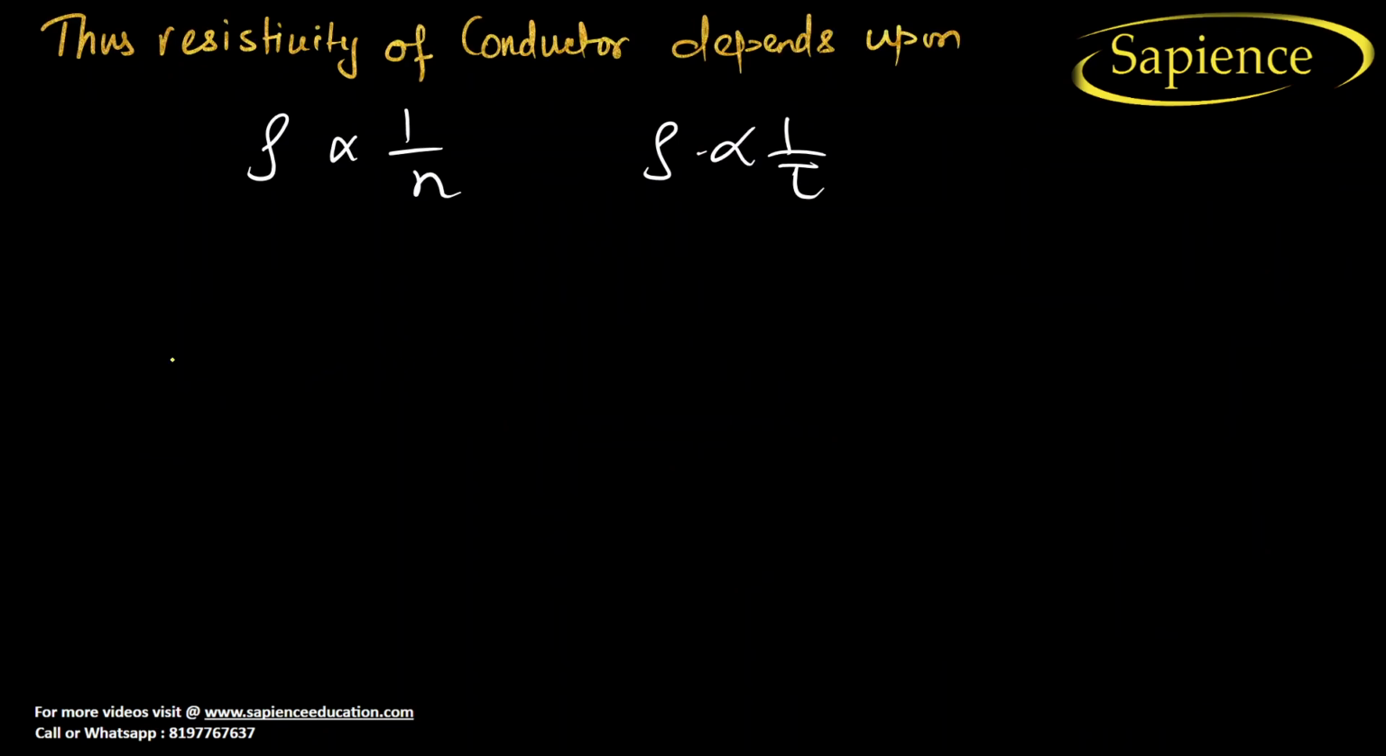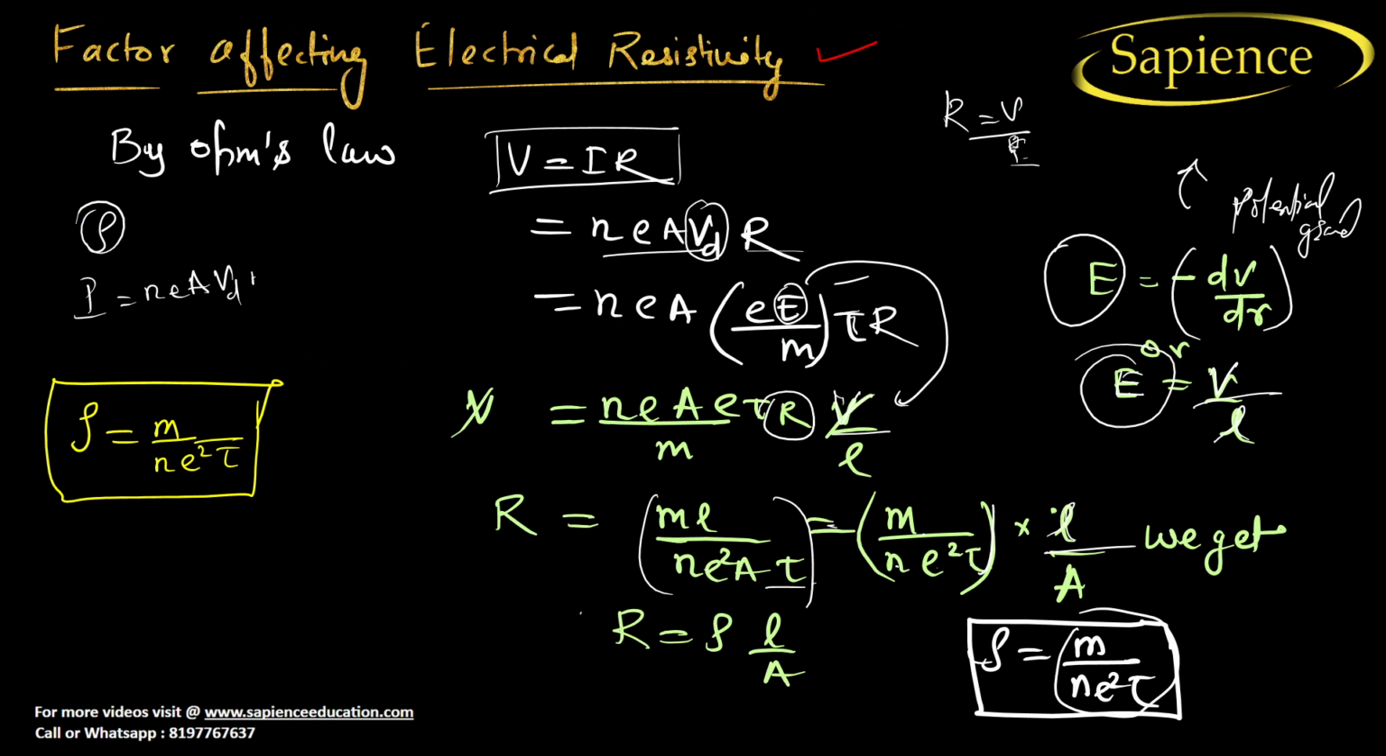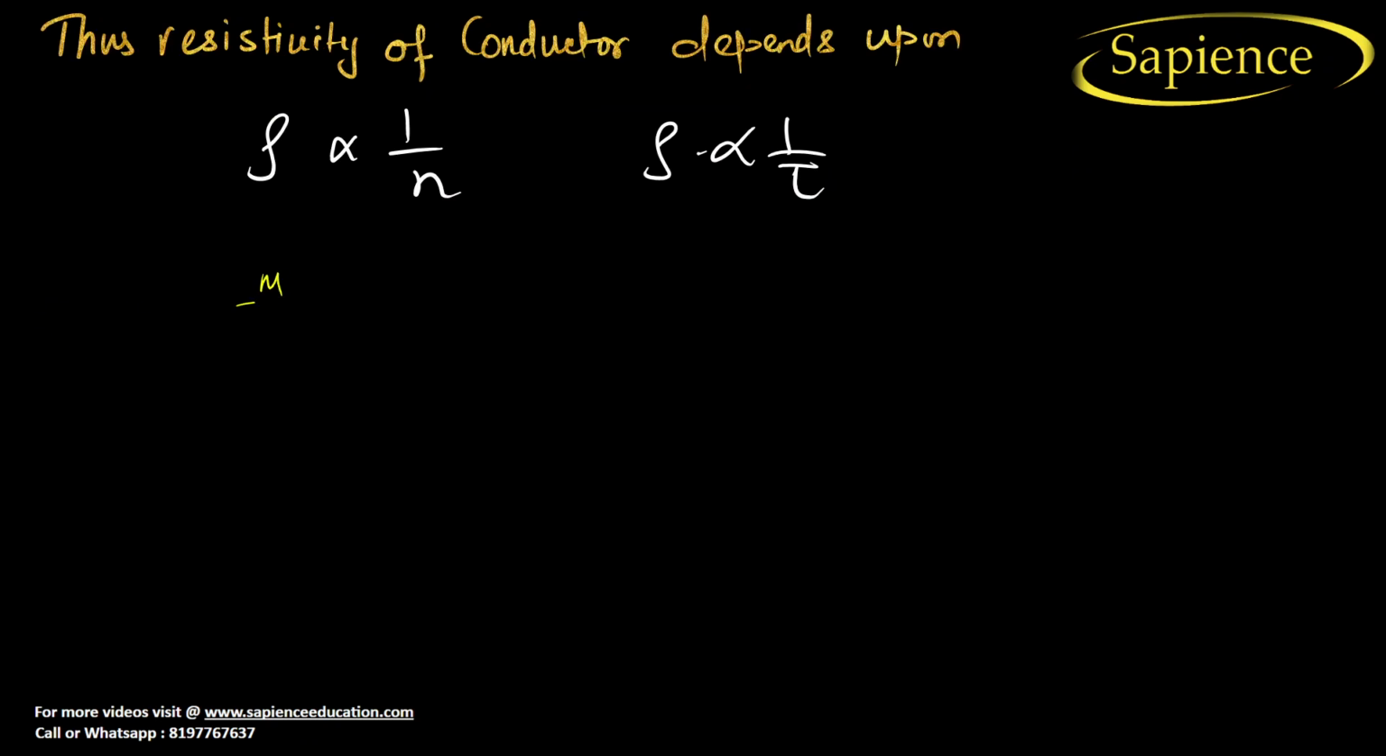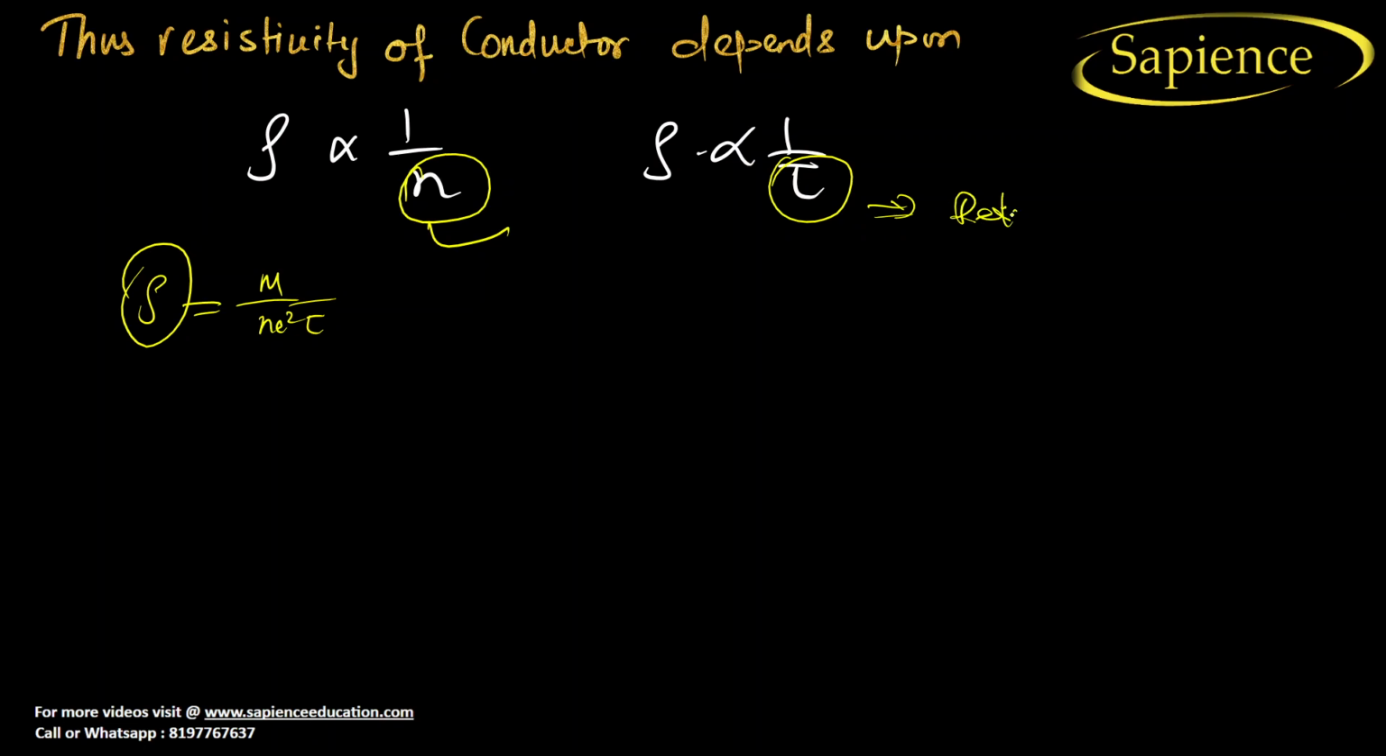Now we have just derived m by n e square tau, and this is equal to resistivity. So we have seen that resistivity is inversely proportional to n, that is the number of electrons per unit volume, and tau is the relaxation time. Tau is the relaxation time, right?